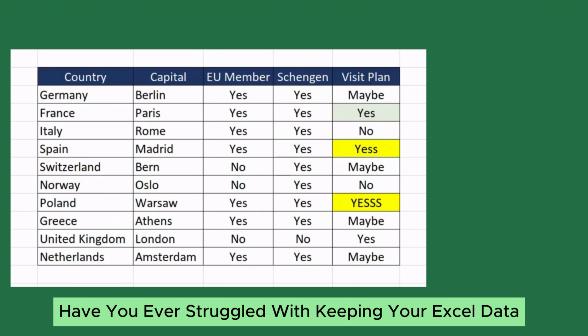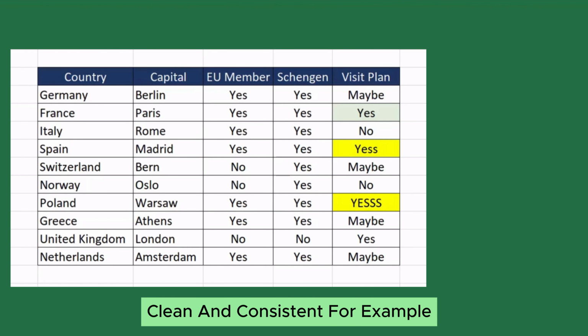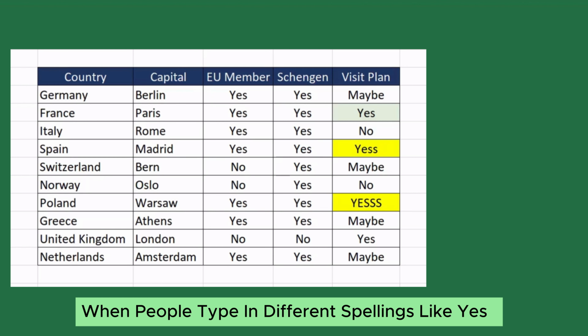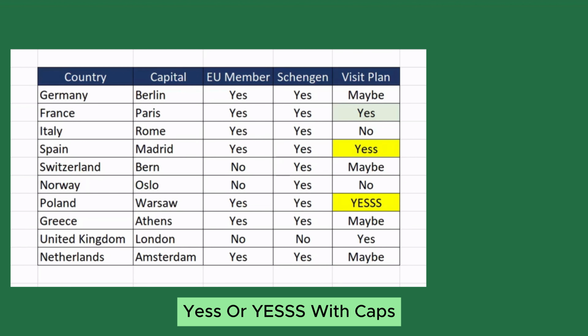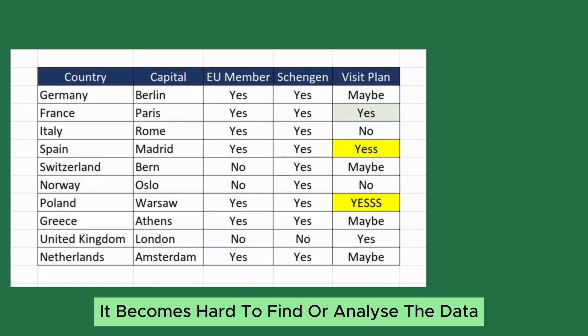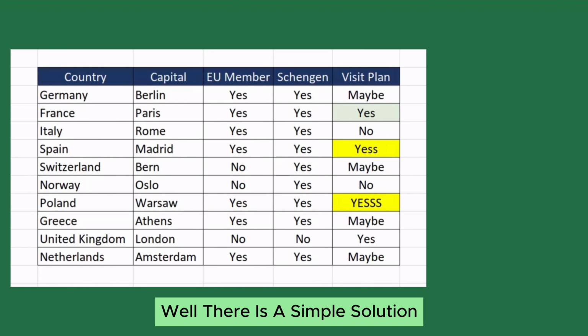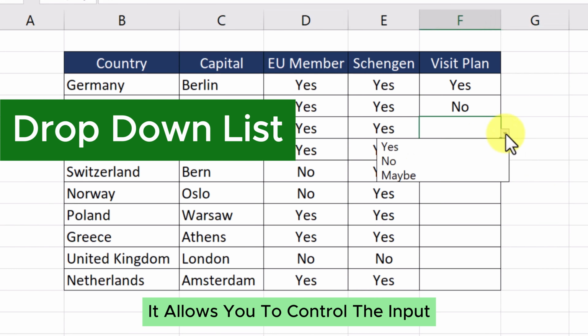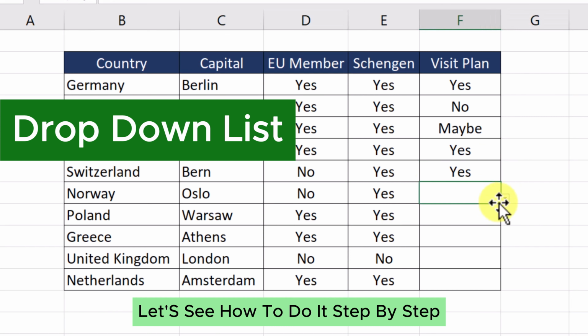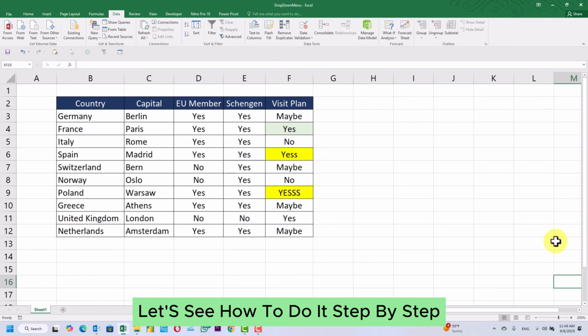Have you ever struggled with keeping your Excel data clean and consistent? For example, when people type in different spellings like yes, YESS or yes with caps, it becomes hard to find or analyze the data. Well, there is a simple solution, a drop down list in Excel. It allows you to control the input so users can only choose from predefined options. Let's see how to do it step by step.